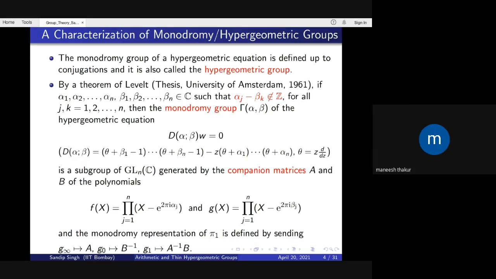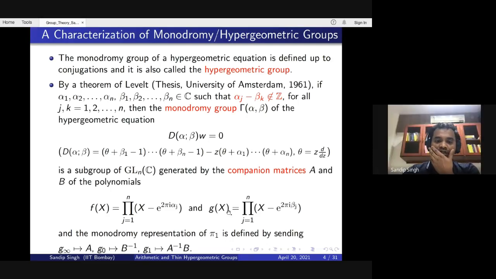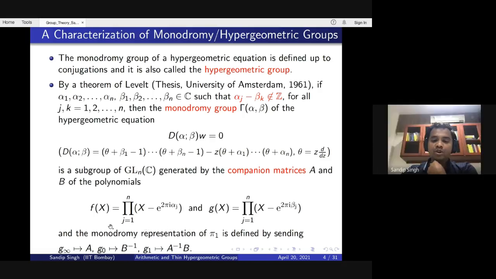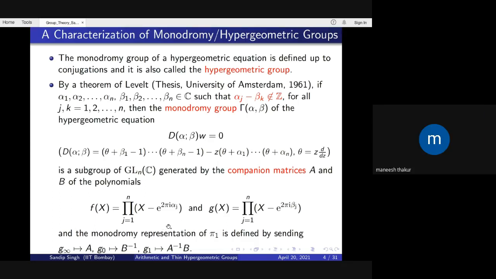One question, sorry, Sandeep. These polynomials do not give us the alpha_i's, for example. How do we recover the alpha_j's and beta_j's from the polynomial? No, here there is no restriction. They can be complex numbers also. If you have the polynomials F and G, then they have roots, right? e to the power 2 pi i alpha_j is a root, but alpha_j can be modified by some integer to give me the same root.